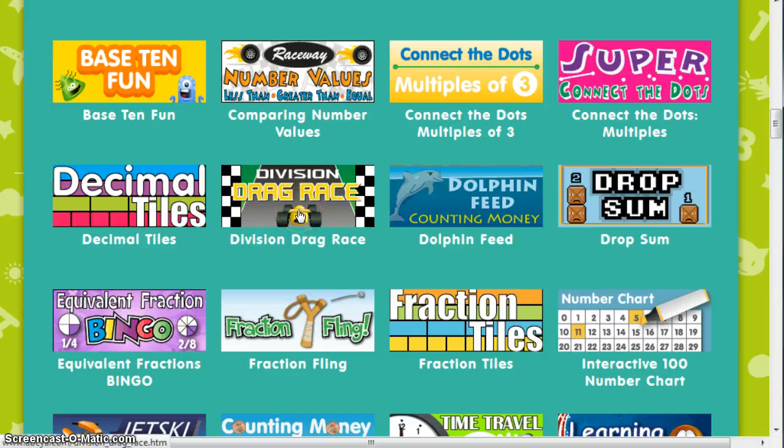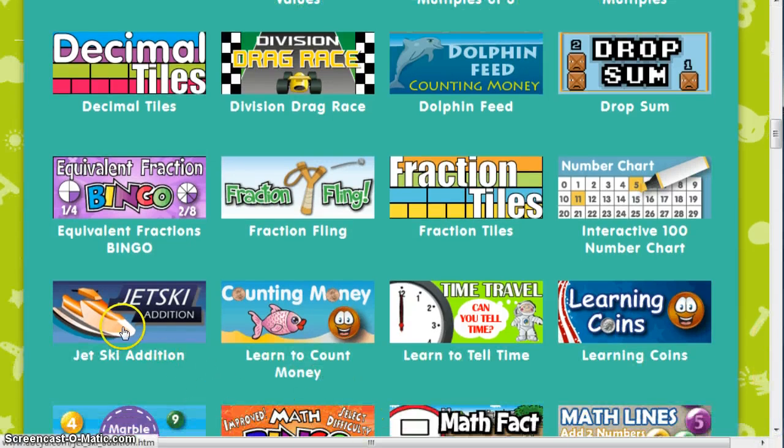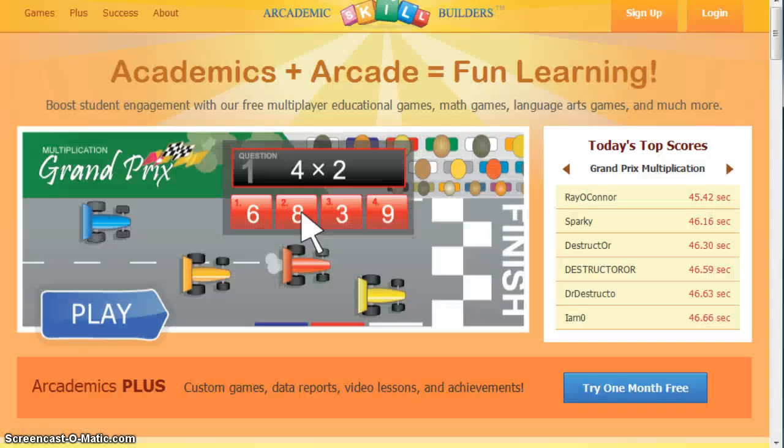A few of these games actually come from some other sites. This one, for instance, is called Division Drag Race, and another one here is called Jet Ski Edition. Both of these games are originally produced by Academic Skill Builders, which apparently must license them out to be displayed on other sites. So let's go to Academic Skill Builders next, and we'll take a look there real quick.